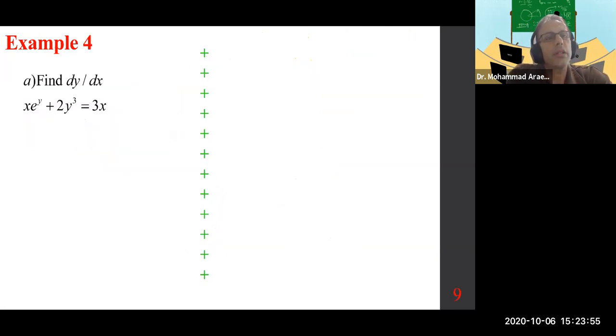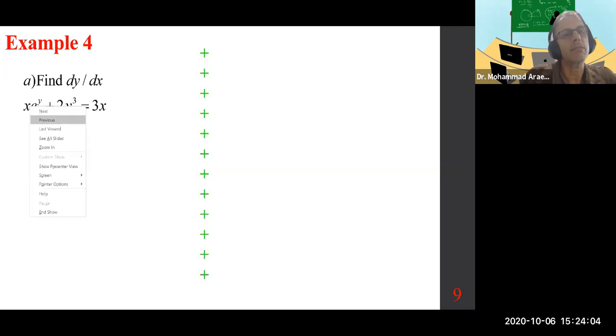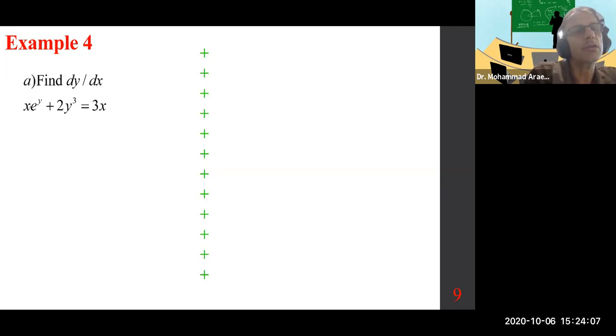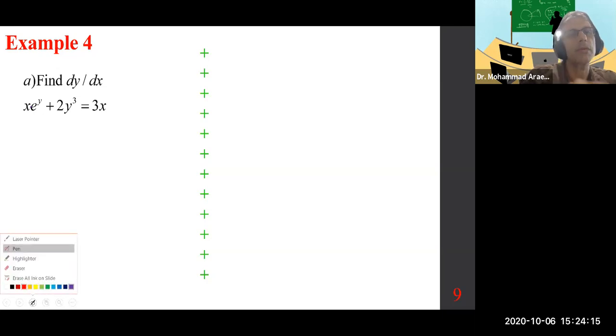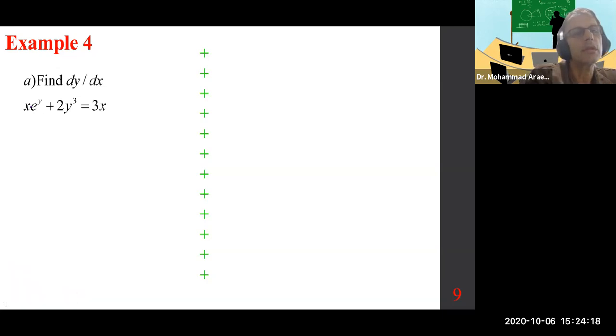All right, we want to find dy dx in the same manner, and the very first thing we need to know is that this is a product rule. So I'm going to put a raised dot between x and e to the power of y. So x e to the power of y plus 2y cubed equals 3x. Now, it's a simple product rule, the first piece, class.